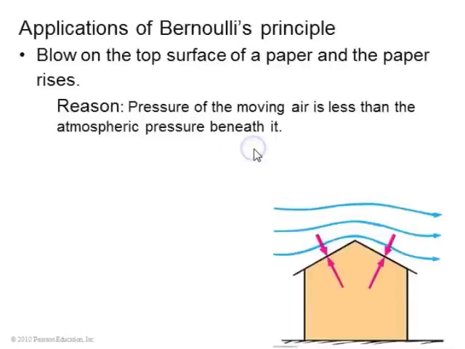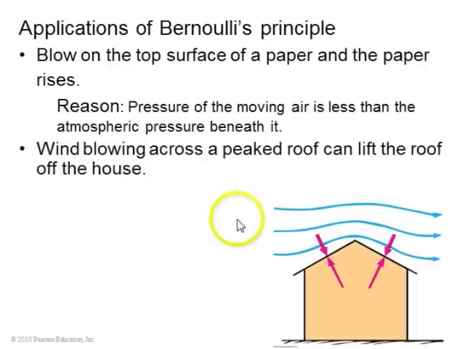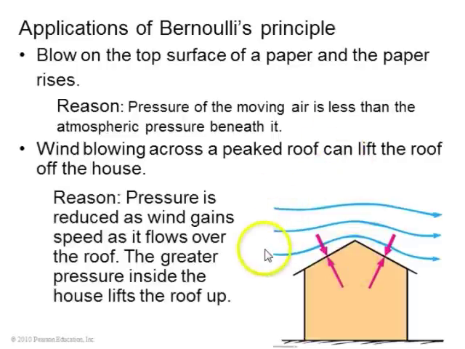Some applications: if you blow across the top surface of a paper, the paper will rise up. The reason for that is that the pressure of the moving air is less than the atmospheric pressure beneath it, so it pushes it up. Also, if there's wind blowing over the top of your roof, it can have an upward force on the roof. It can blow your roof off. The reason for that, again, is that this moving air has a lower pressure than the stationary air below.